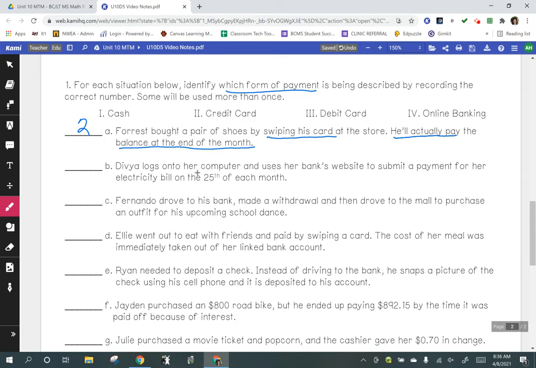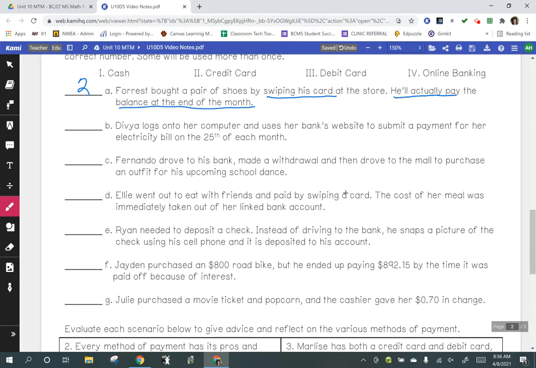Divya logs onto her computer and uses her bank's website to submit a payment for her electricity bill on the 25th. So she logged onto her computer and uses her bank's website. So what form of payment did we use here? Online banking.